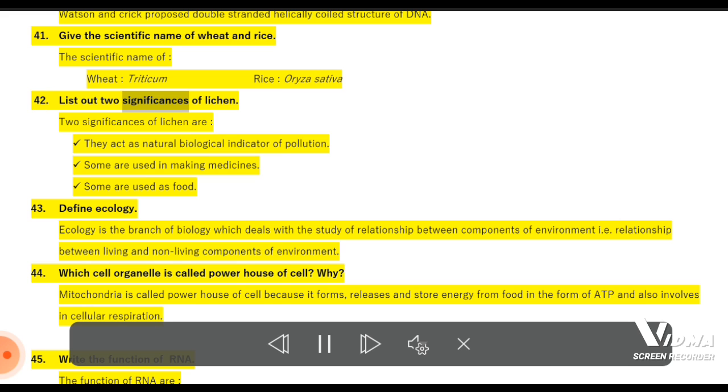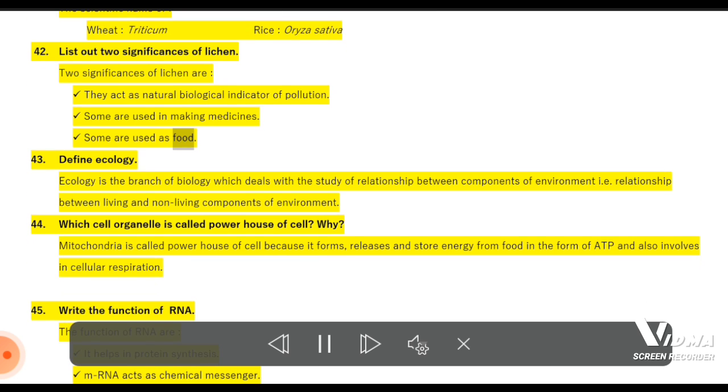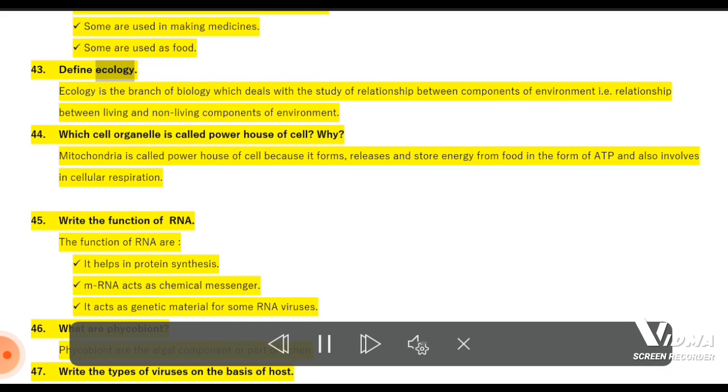42. List out two significances of lichen. Two significances of lichen are: they act as natural biological indicator of pollution. Some are used in making medicines. Some are used as food. 43. Define ecology.